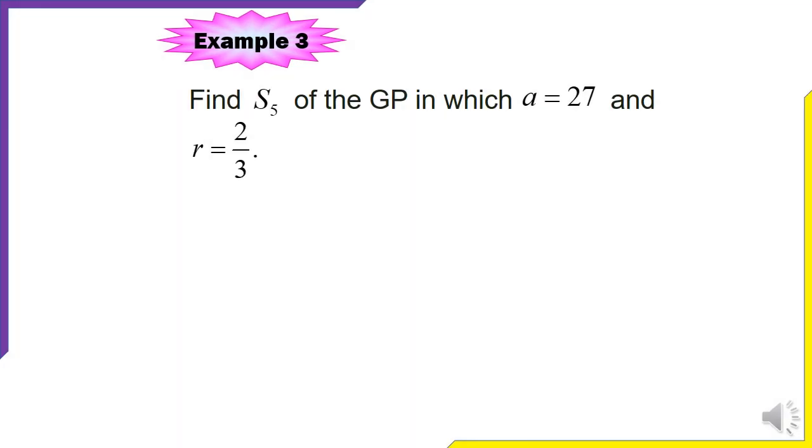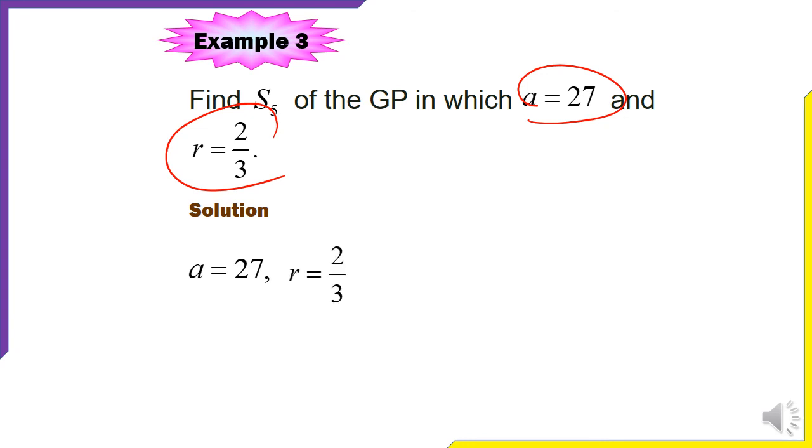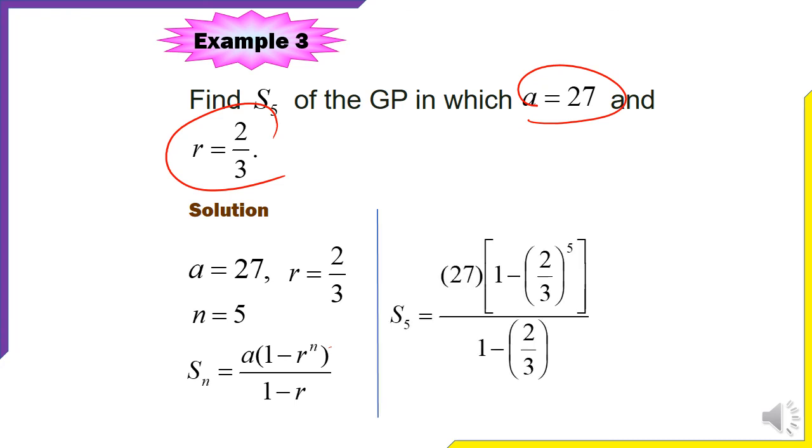So, an example for this part: find S5 of the geometric progression in which a equals 27 and r equals 2 over 3. We have the value of a and r, we just need to substitute into the formula. So S5 is equal to, what is the formula? Yes, Sn equals a multiplied with 1 minus r to the power of n, divided by 1 minus r.